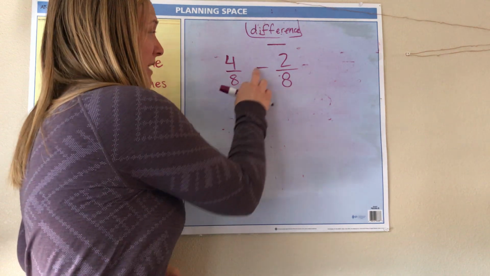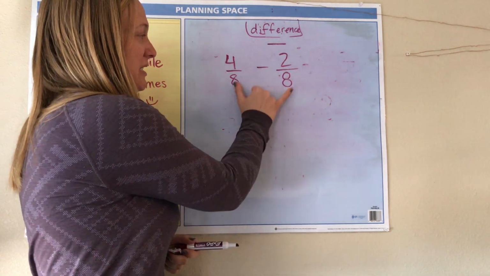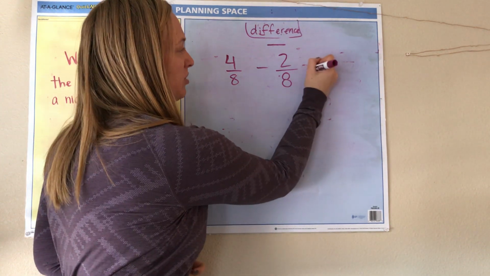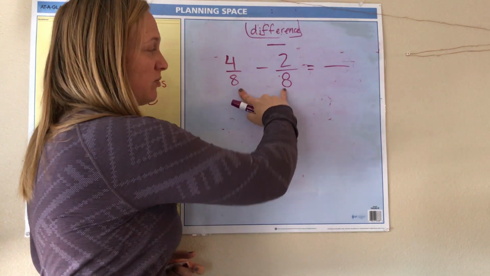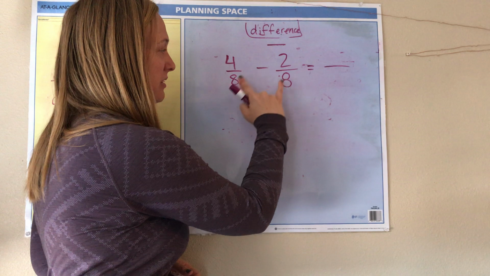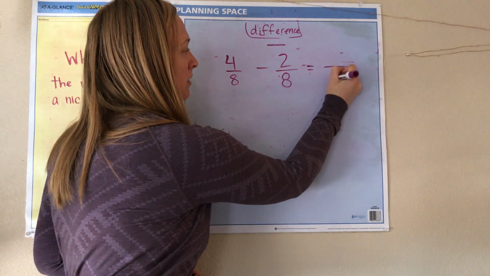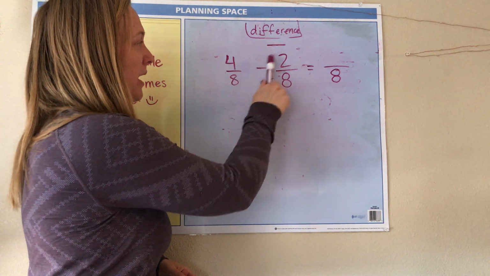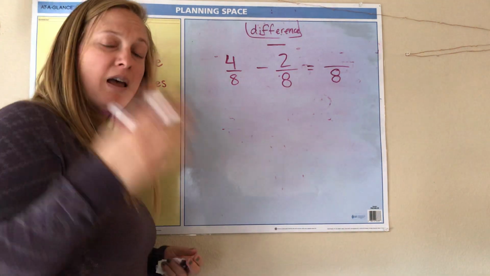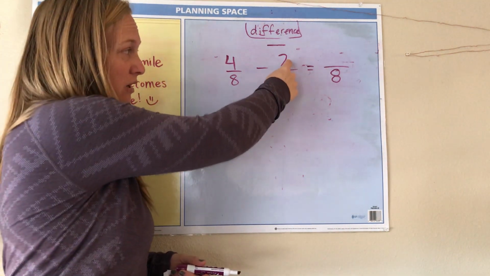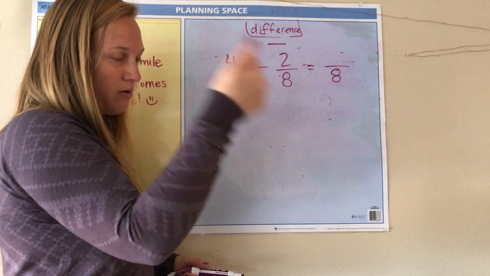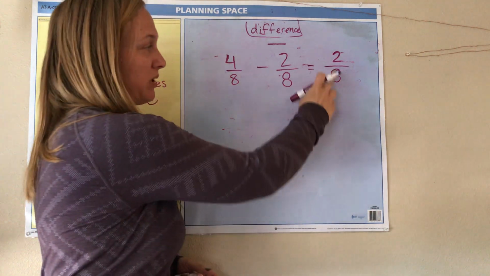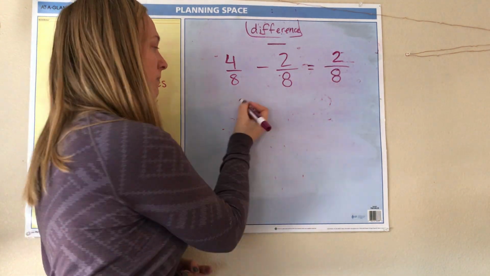Okay, 4/8 minus 2/8. Can I subtract as is? I can, because my denominators are the same. So I can subtract. I'm not subtracting in my denominators. My denominators, it stays the same. Okay? Now I subtract in my numerator. 4 minus 2, or if I need to put 2 in my brain and count up to 4, 2, 3, 4. So that's 2. 2/8. Now, I want to see if I can reduce this fraction.